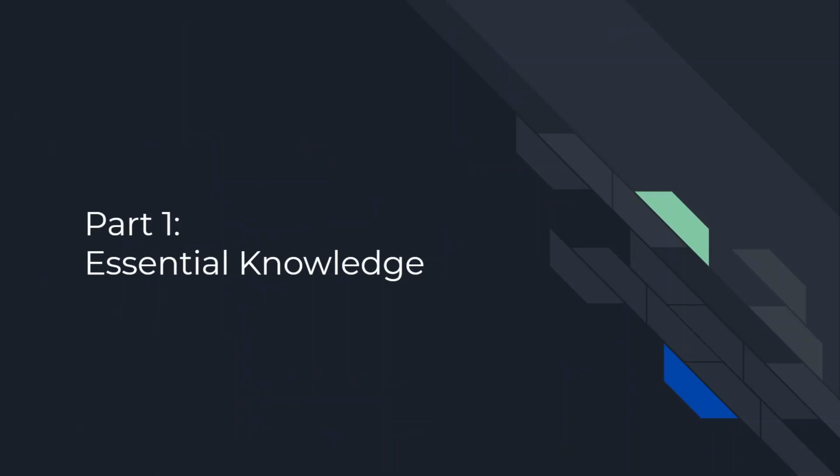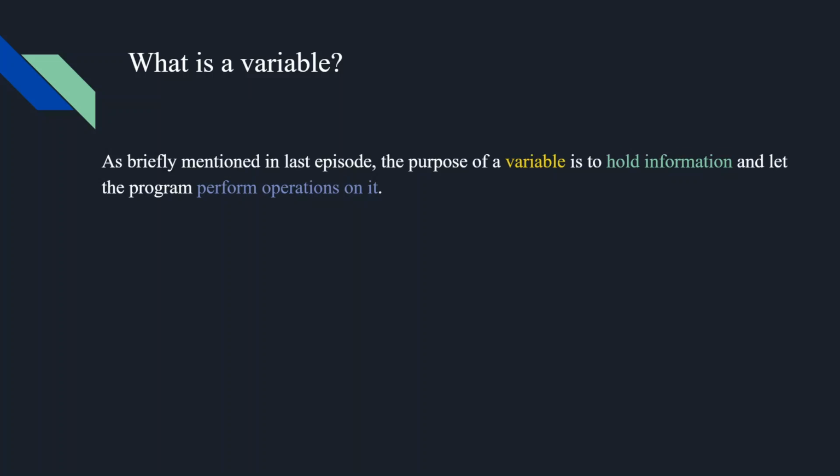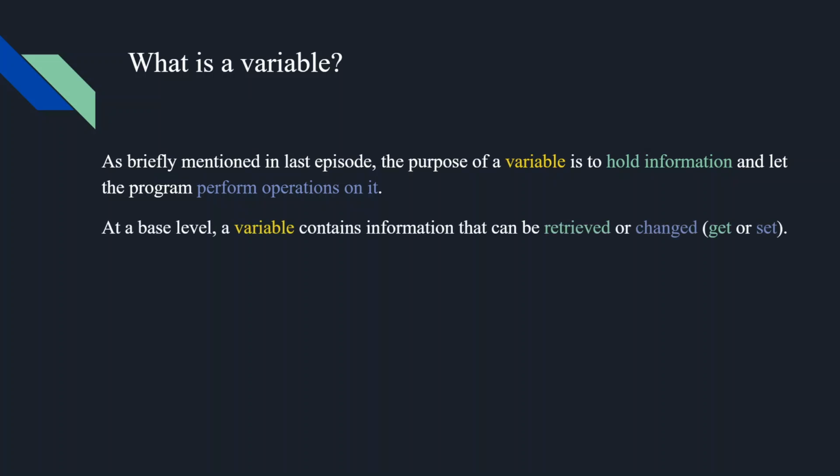Part 1. Essential knowledge on variables, variable types, and how to implement them in Java. First off, what is a variable? As I mentioned at the end of last week's episode, the purpose of a variable is to hold information and let the program perform operations on that information. At a base level, this means that a variable is simply a structure that lets a programmer retrieve information or change information, more commonly referred to as the operations getting and setting.